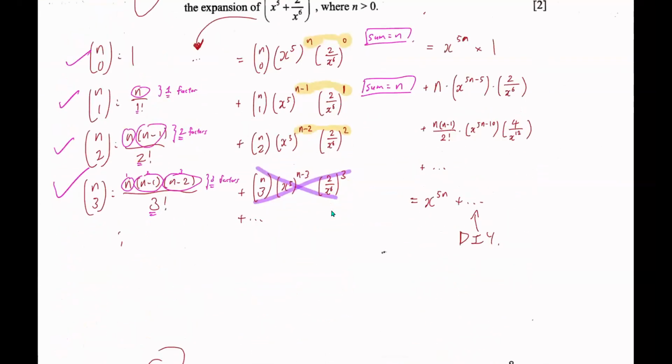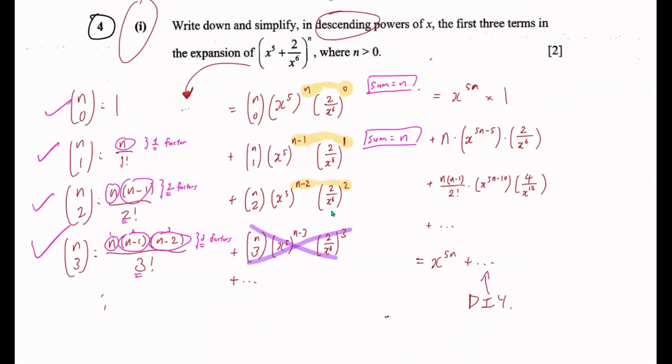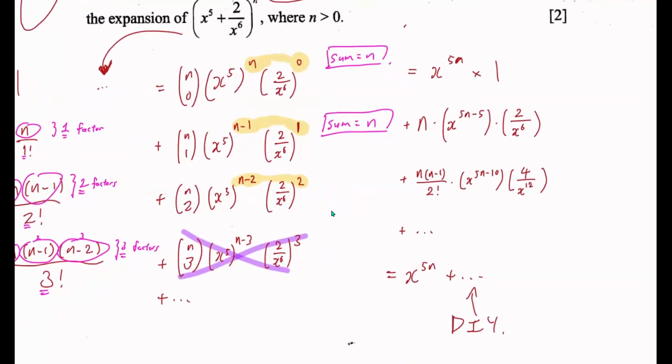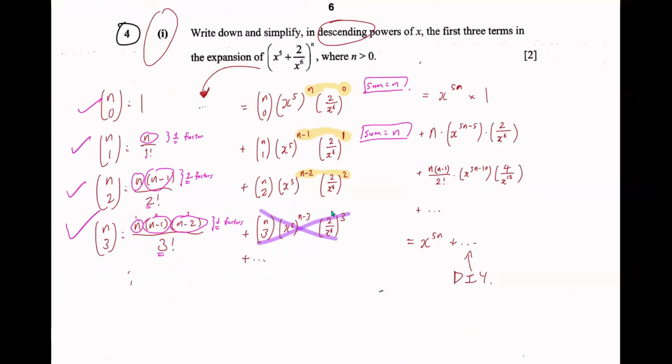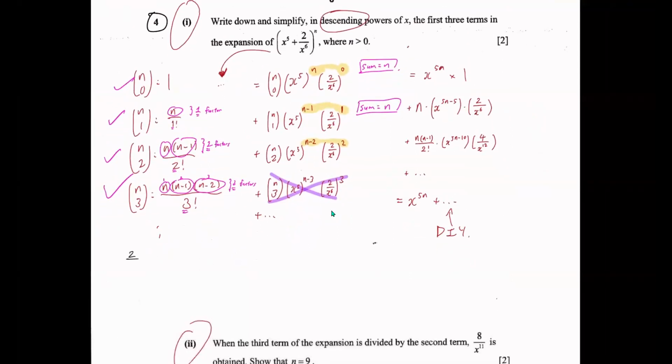Anyways, how do you deal with this question? You need descending powers of x, right? So what you see is there are 2 ways to expand this. You either start with the (2 over x to the power 6) raised to the power of n, and the other term raised to the power 0, correct? And n choose 0. Next, n choose 1, the other term, (2 over x to the power 6) with the power dropped by 1, and add 1 to the other power. Make sure the powers add up to n. n plus 0 is n. n minus 1 plus 1 is n. Then the next one must be n minus 2 and 2, still n when you take the sum.